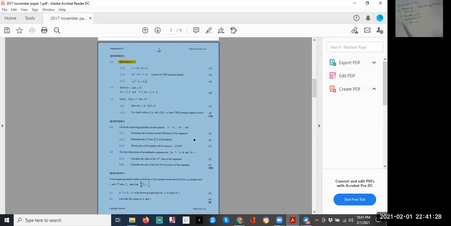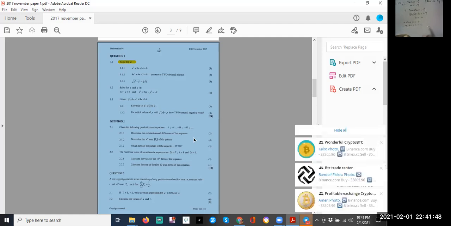And then for the first term of that, we have a plus b plus c equals term number 1, which is 5. Then a is minus 3, plus b is 0, then plus c equals 5. Then you take this to that side, and your c will be equal to 8.